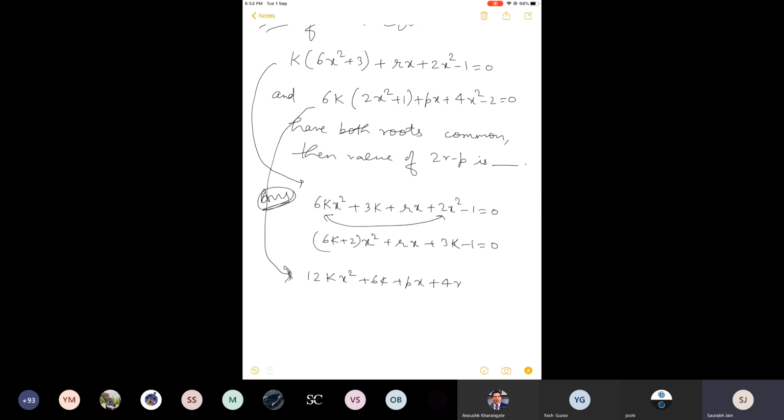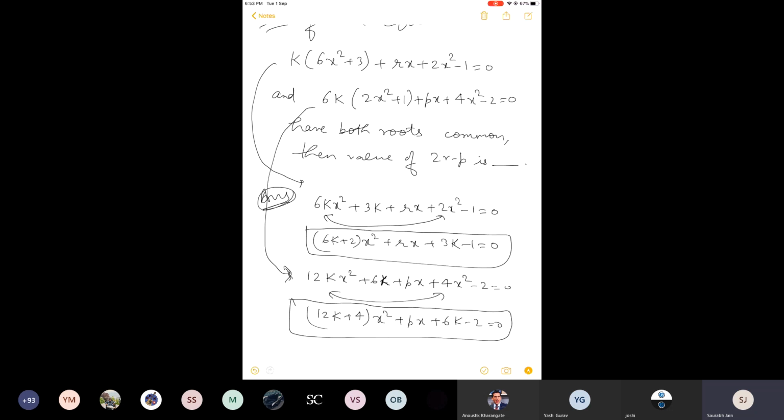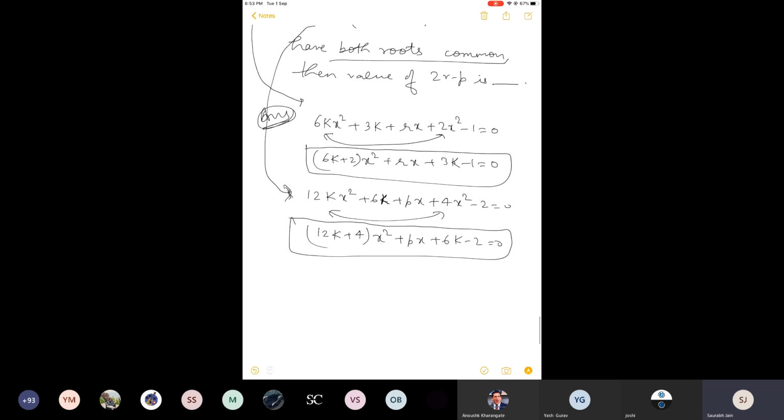This is k. Okay, so simplified. Write it in the standard form. This is 12k plus 4 x square, then we have px and 6k minus 2 equals 0. So after simplifying, this is the first equation and this is the second equation. And the question they have given is that both roots are common. Alright, both roots common. Now you can use the condition.